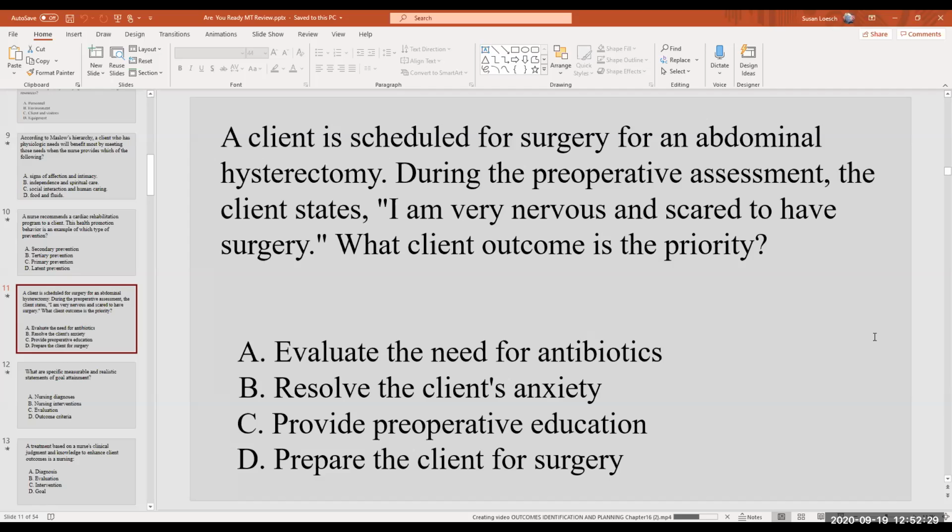Okay, and then we're preparing the client for surgery, but we can't prepare them if their anxiety is at a level where it's not controllable. If that were the case, at that point, you may have to call the surgeon, because it might not be an opportune time for them to actually have this surgery. And sometimes clients do freak out at the last minute.